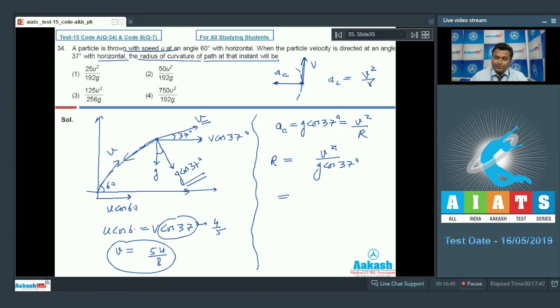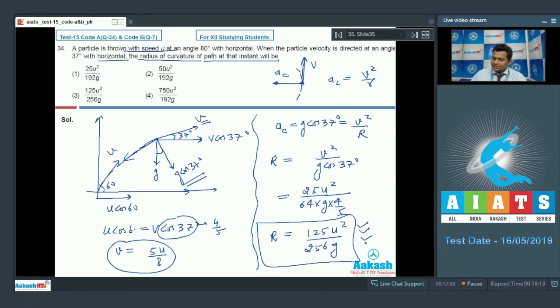Putting the values of v, we have v square, that is 25u square upon 64, multiplied by g multiplied by cos 37, that is 4 by 5. Solving it, we have radius of curvature as 125u square upon 256g. So this is the result we have got. We will go through option number 3. Absolutely correct. Now move on to the next, that is 35 number.